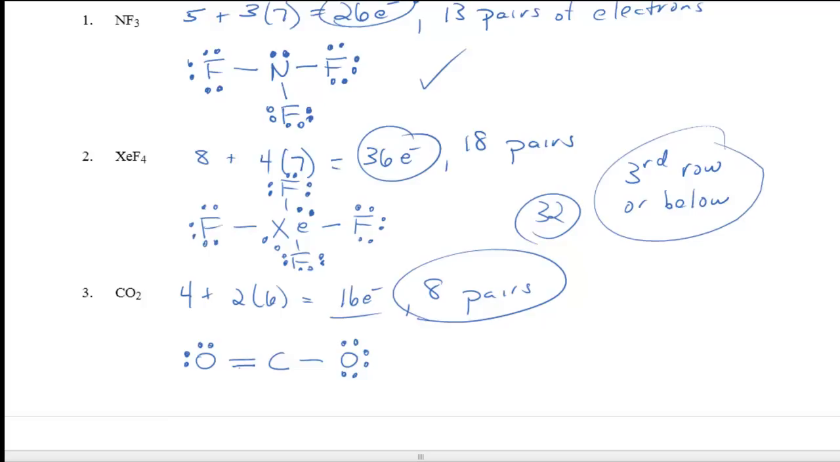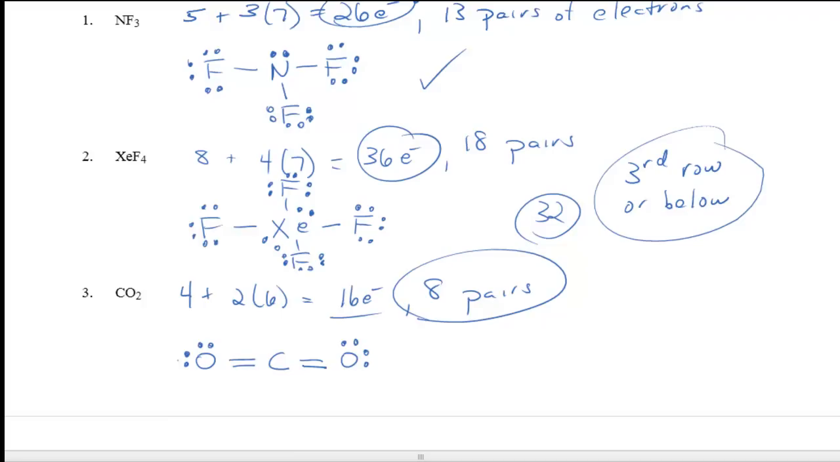What do you think we should do next? Yeah, let's take a pair of electrons from the other oxygen and move it up and make another double bond. How's that look? Yeah, that looks pretty good, right? So let's double check that we have 16 electrons. We didn't change anything, but counting the double bond, 1, 2, 3, 4. Other side, 1, 2, 3, 4. That's 8 pairs, 16 electrons.